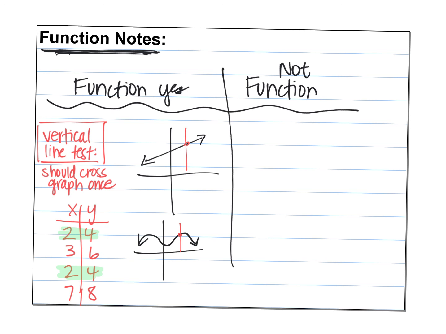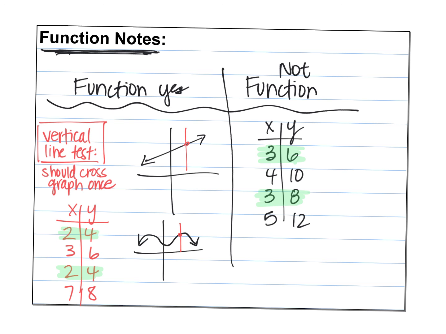I'm going to draw some not functions. Let's start with a table. Maybe I put a 3 in, I got a 6. I put a 4 in, I got a 10. This time when I put a 3 in, I got an 8. 5 got a 12. So this one's not a function because when I put a 3 in, I got a 6, and then I got an 8. So my input of 3 had two different outputs.